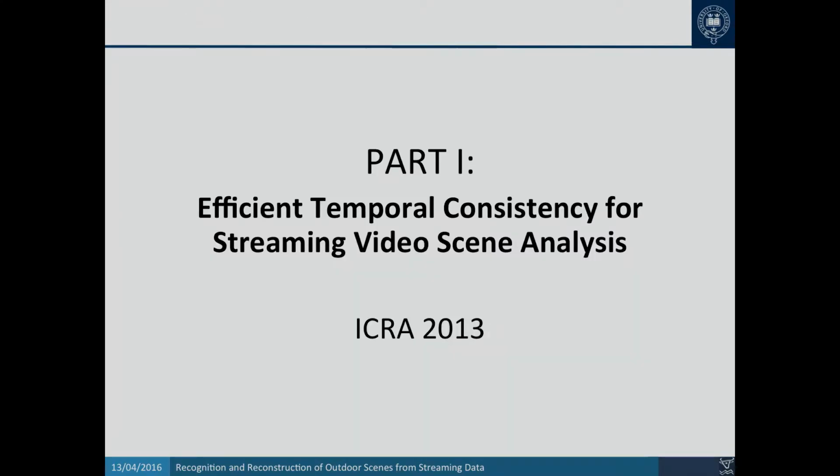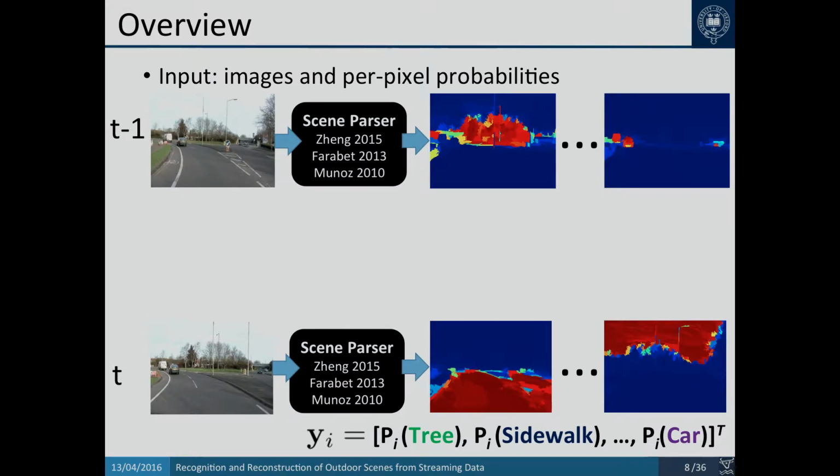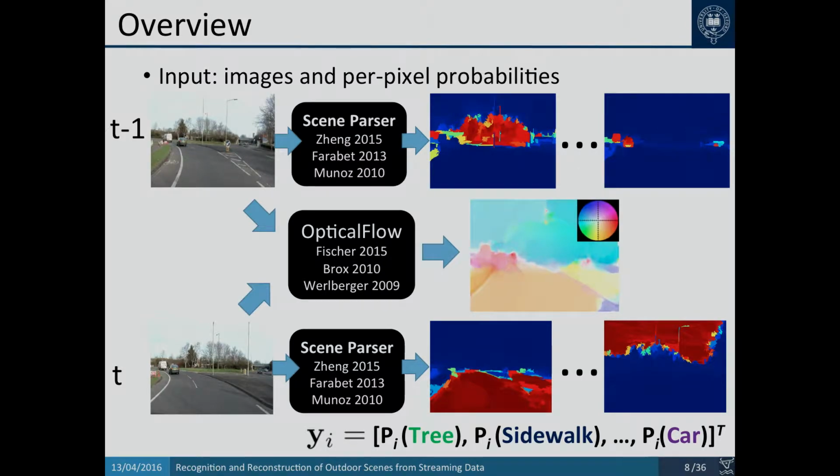So in the very first part, I will show a very simple smoothing algorithm that we published with my colleagues from CMU at least 3 years ago, I think. And you can figure out this problem. So we're given frames at t-1 and t. And we also have per pixel probabilities. So every single pixel is represented by a vector of probabilities over classes such as road, sidewalk, car, and so forth. And the goal is to make the predictions between t-1 and t consistent.